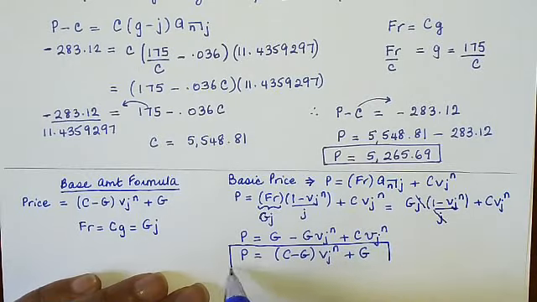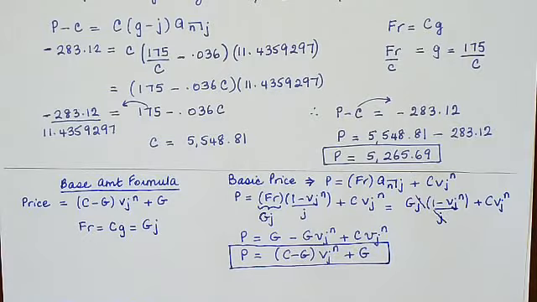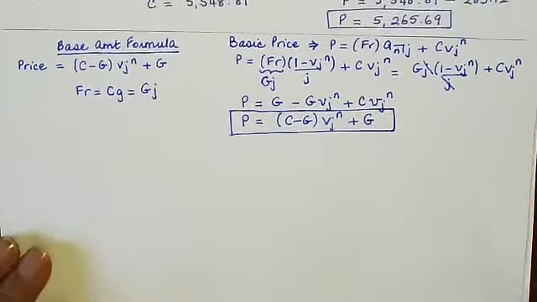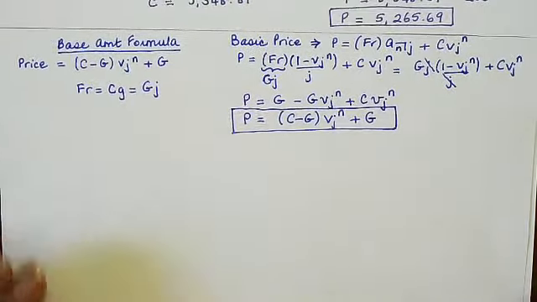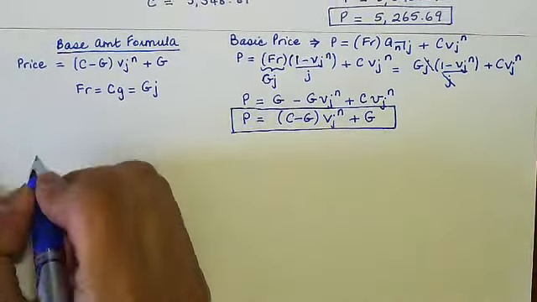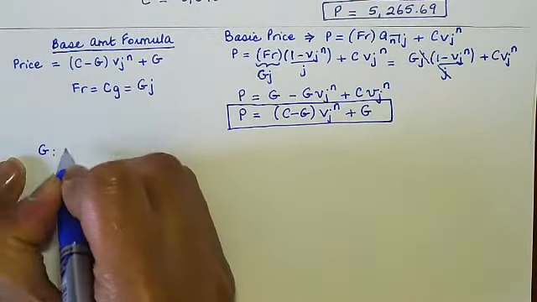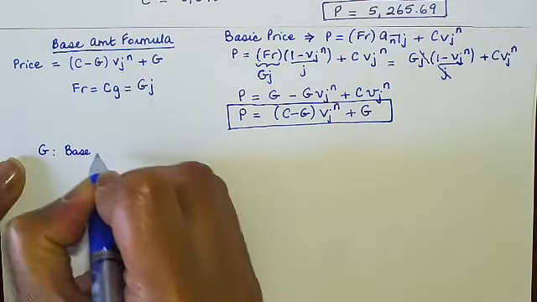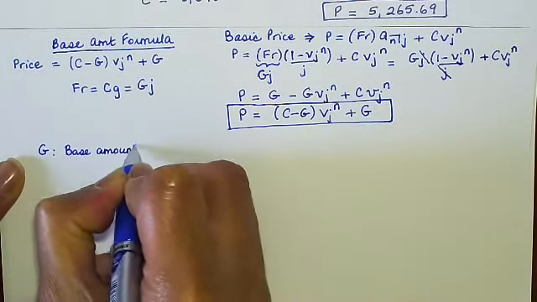So it's an alternate formula for price. It's called the base amount formula, and I would like to take this formula apart and explain what's going on here. So let us first begin with G. What is G? G is the base amount.